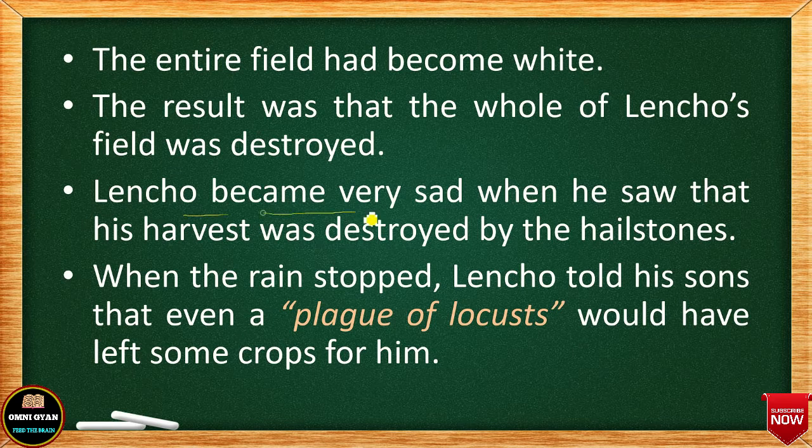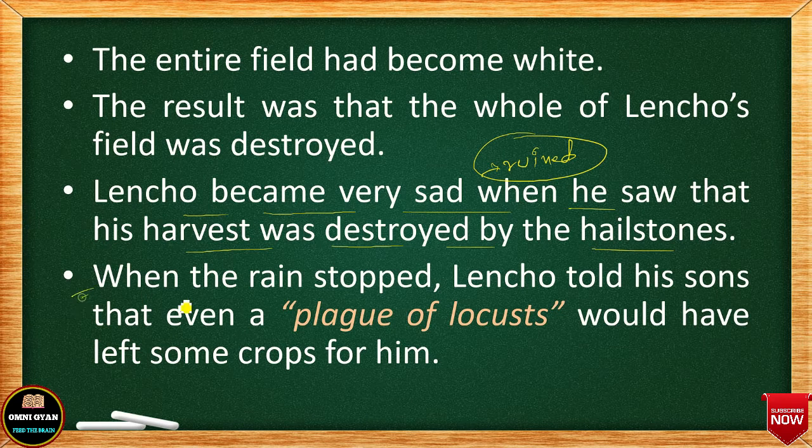So Lencho became very sad when he saw that his harvest was destroyed by the hailstones. तो उसका पूरा harvest जो है वो destroy हो गया, वो बिल्कुल बर्बाद हो गया. He was ruined. Okay, he was ruined, completely ruined. वो बिल्कुल बर्बाद हो गया, उसका पूरा क्रॉप डिस्ट्रॉय हो गया.